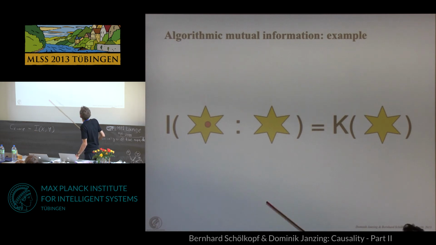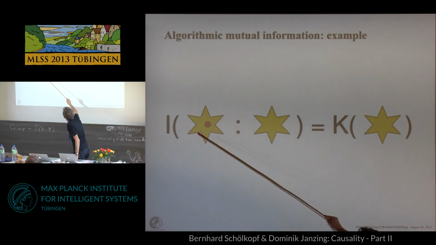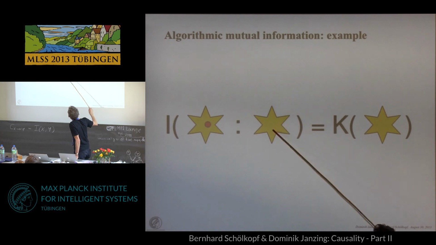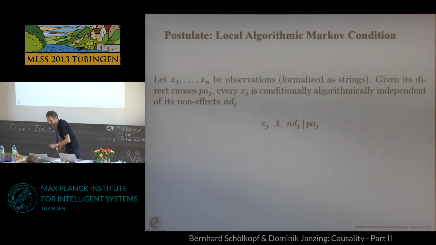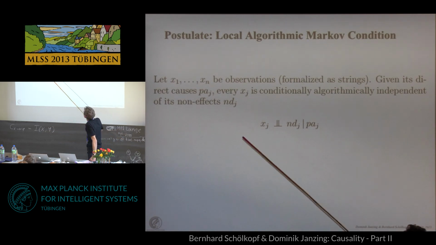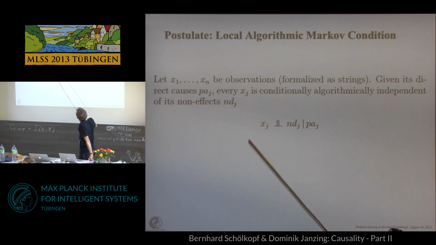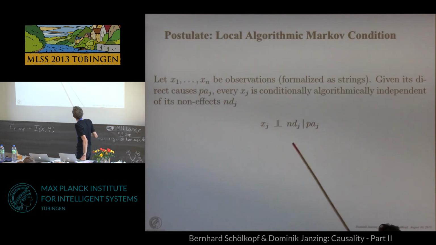That's just a visualization. So this information and this information have this one in common. And then we postulate the local algorithmic Markov condition. Let x1 to xn be observations, so observations in nature formalized as strings. Given its direct causes, every xj is conditionally algorithmically independent of its non-effects. So the same as in the statistical case.